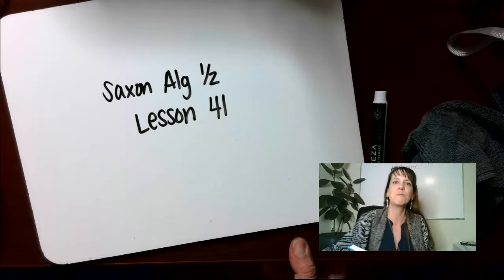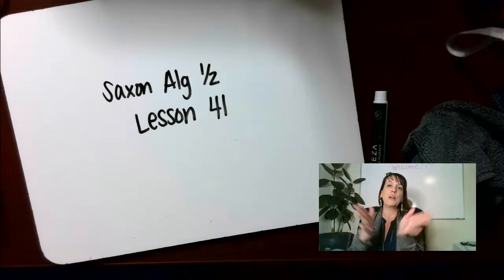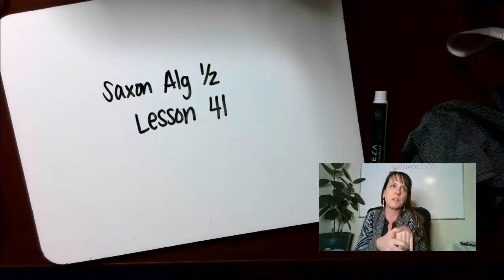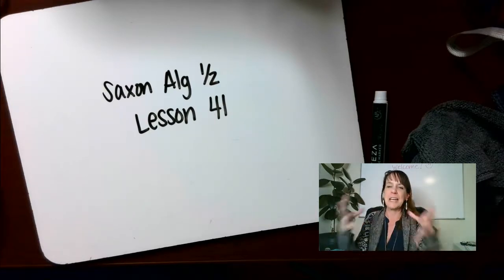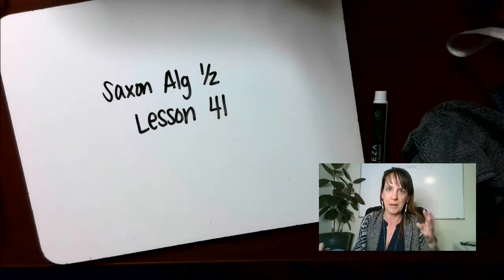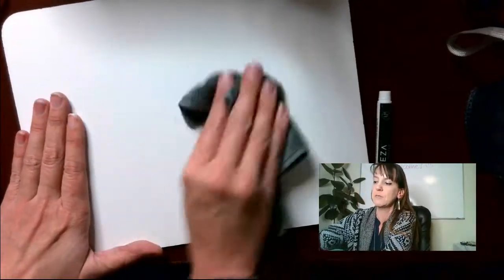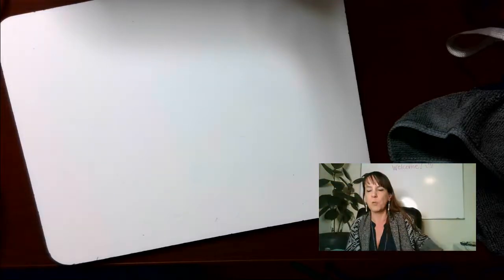We're going to talk about lesson 41 today. In class, we've been talking a lot about averages, so finding the mean, median, and mode of a data set, a group of numbers, right? Today we're just doing a quick refresher. I'm on lesson 41, by the way, and if you're following along at home, it's 3rd edition, Algebra 1/2.